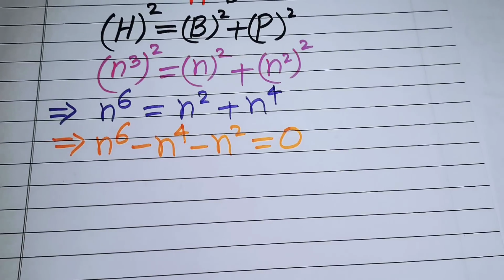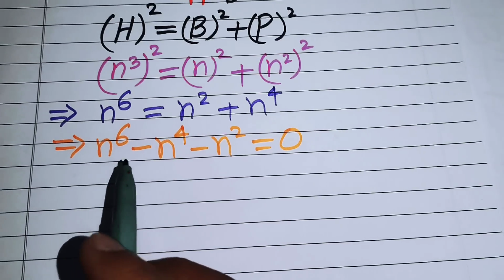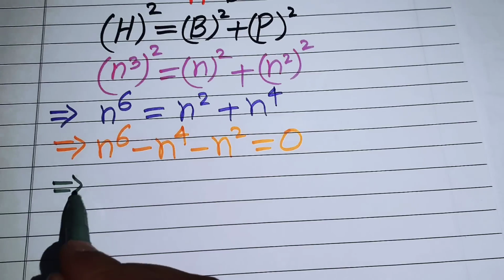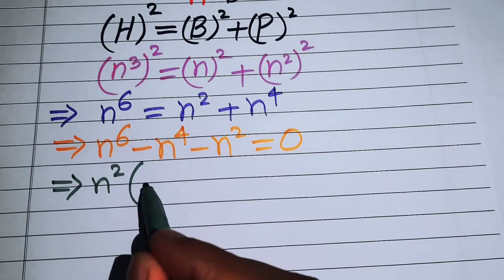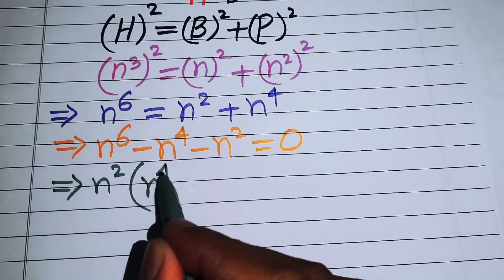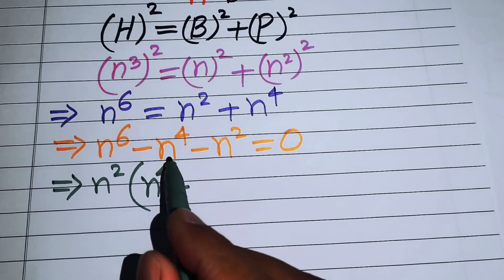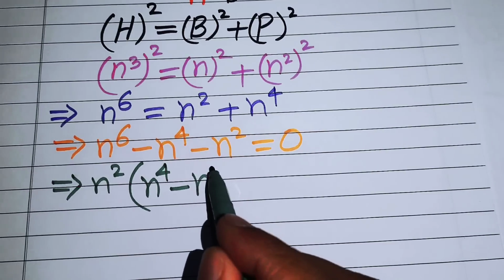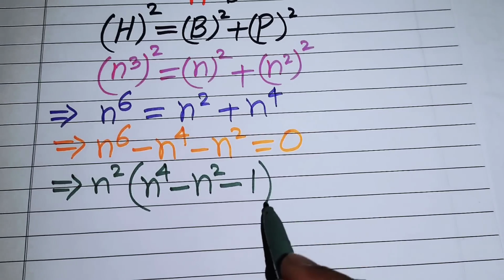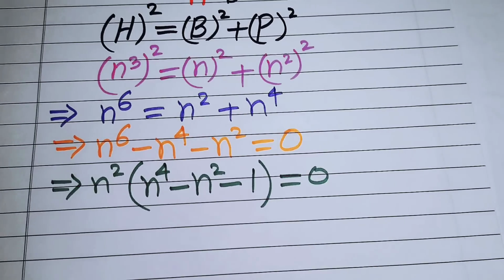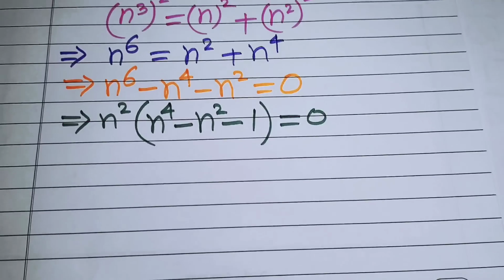And now you focus on this expression and you see that we have n squared as the common term in this expression, so here we take common n squared and we will get n to the power of 4 minus, here we take common n squared and you will get n squared, and here we take common n squared and you will get minus 1, and this whole equals 0.